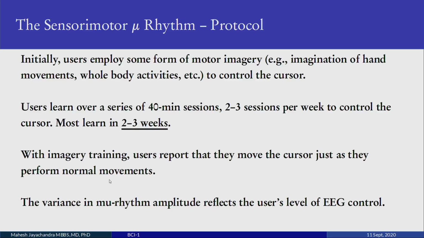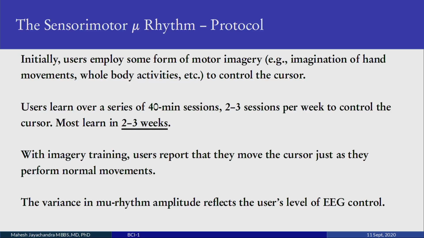So what is the protocol of the mu rhythm? Initially, users employ some form of motor imagery, like imagining the hand moving or imagining the body moving, to control the cursor. But over a period of 2 to 3 weeks, and these are 40-minute to 1-hour sessions with 2 or 3 sessions per week, they learn to control the cursor. Okay, and they can't say how they do it, but they learn to control the cursor. And with imagery, they report that when they move the cursor, it's just as if they're actually moving it.